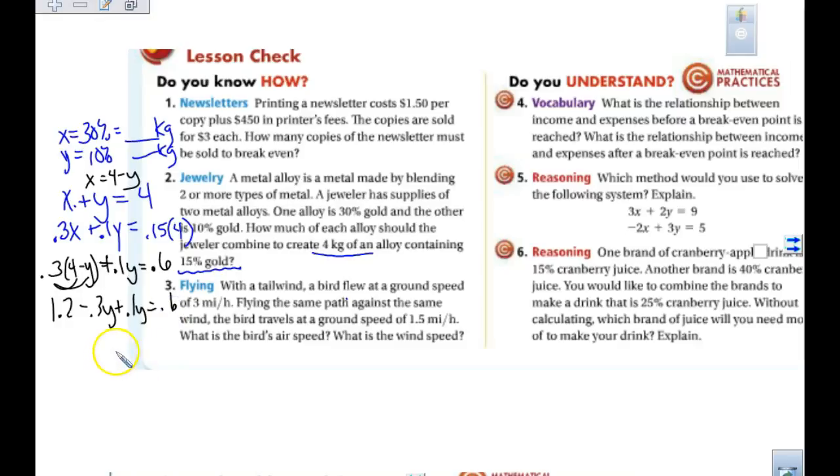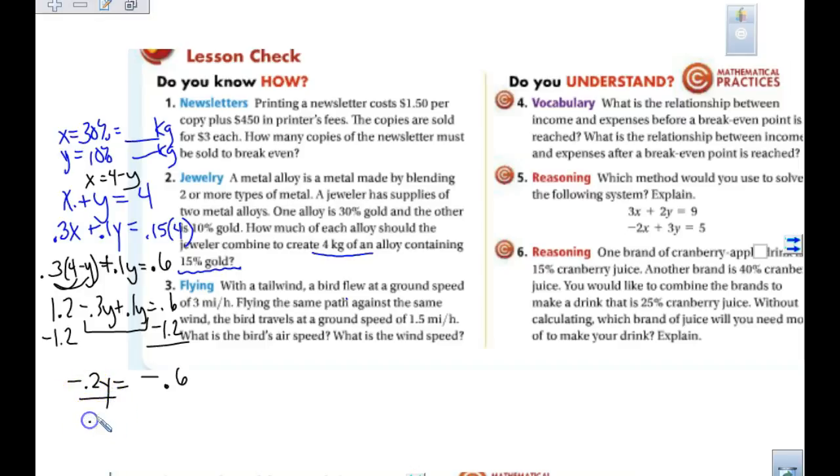Now there are some of you that prefer not to have any decimals in your problem. So you might have multiplied everything here and had 30x plus 10y equal 600, or had 60 here. You could have done that. I'm going to subtract 1.2 from both sides, right? 0.6 minus 1.2 gives me a negative 0.6. Negative 0.3 plus 0.1 gives me a negative 0.2y.